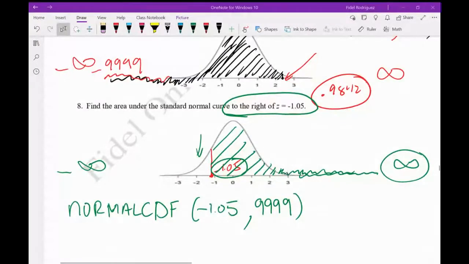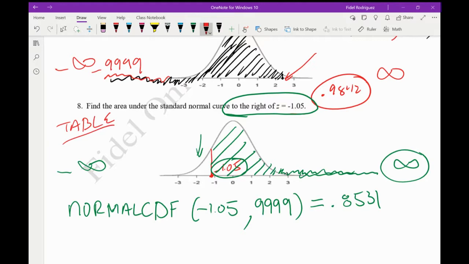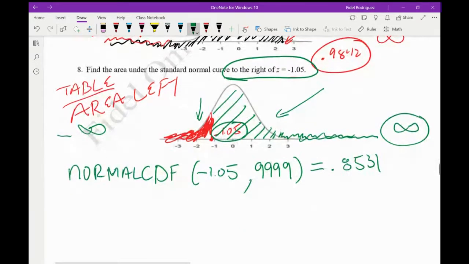So I'm going to stop sharing this. I'm going to come back to my notes. Here we go. And the answer that we came up with was a 0.8531, right? Now, what happens if I want to use my table? Okay, so remember, anytime I'm using my table, it always tells me the area to the left of that number, right? So when I use my table, the table is actually going to give me this red area when I'm really interested in the green area. But I'm going to show you how I can do that anyway. It's still going to come out.